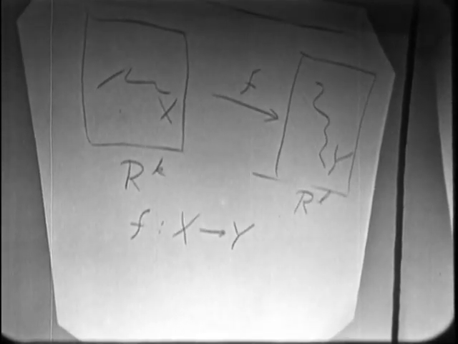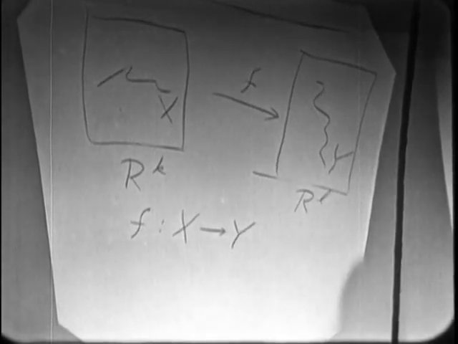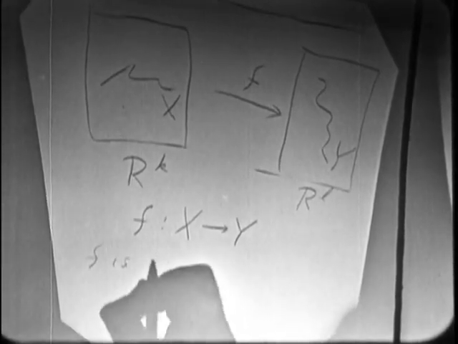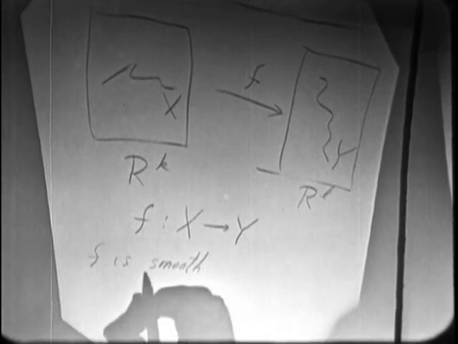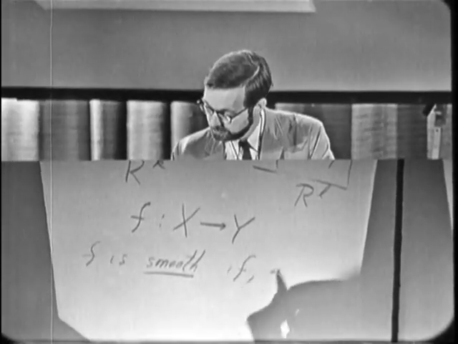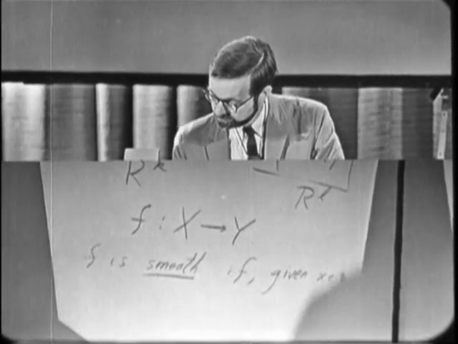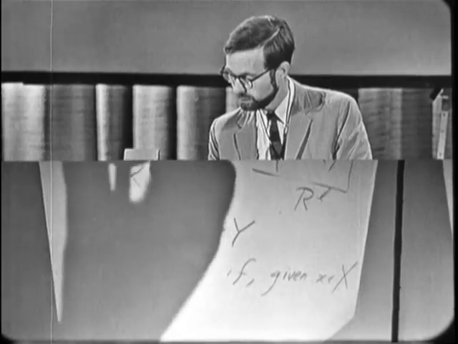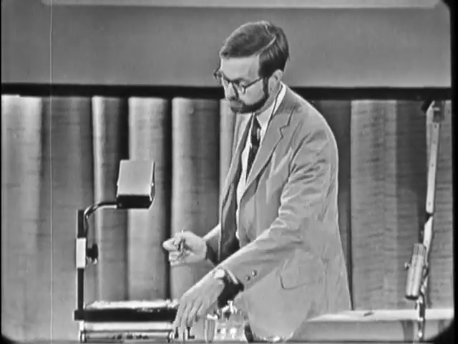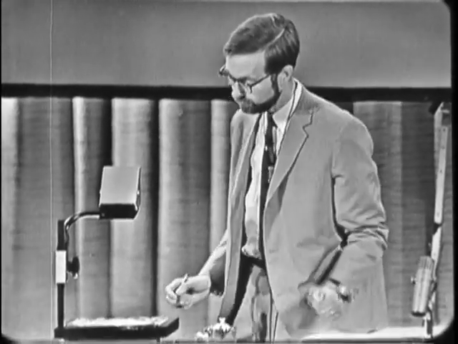f is a function from X to Y. What does it mean for f to be smooth? Well, by definition, f is smooth if locally it can be extended to a smooth mapping. So f is smooth if the following is true. Given a point x in X, we can find a neighborhood of x, say a little ball around x in the Euclidean space, and a smooth mapping from this neighborhood to R^L, which is compatible where both are defined.